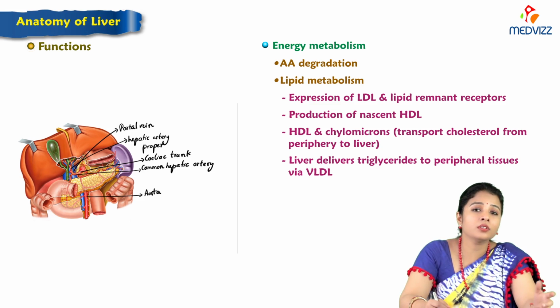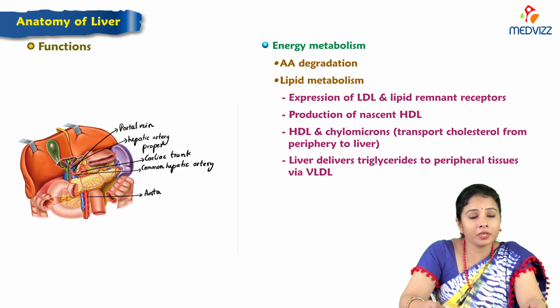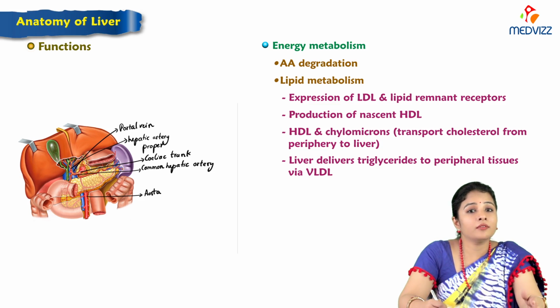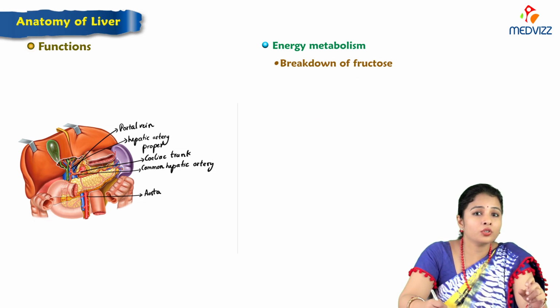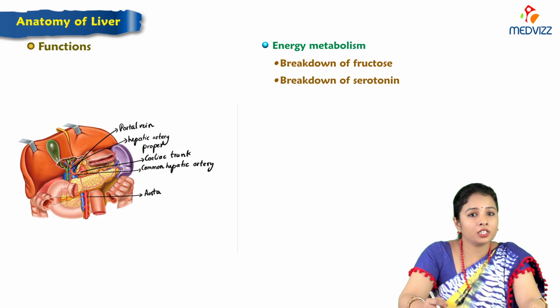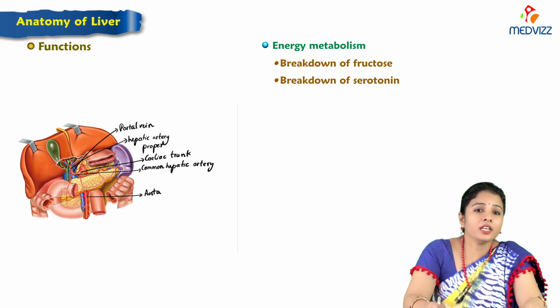So that is how the liver is important in lipid metabolism, and liver also breaks down the fructose, and it also helps in the breakdown of serotonin hormone.